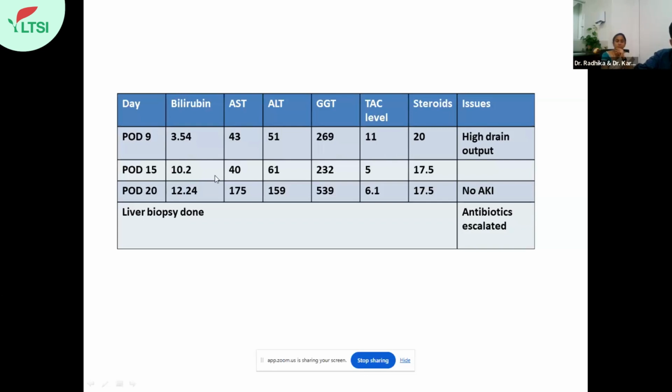Post-op day 15, the bilirubin went up to 10.2 and enzymes, if you see, AST was 40 and ALT was 61. The enzyme elevation was not much significant. The gamma GT was 232. TAC level was 5 and steroids were tapered to 17.5.